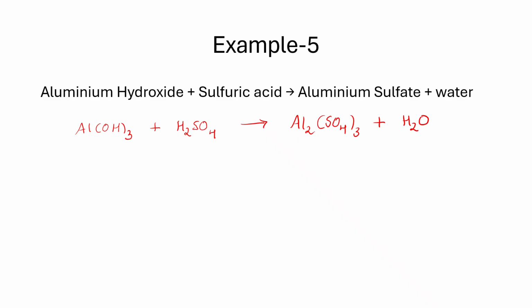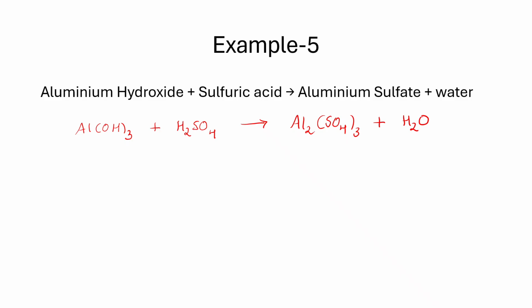Now, here is an important detail which makes this balancing a little different from all the other previous examples. You see here that a polyatomic ion, that is sulfate, is appearing on both sides. So when you see a polyatomic ion like sulfate appearing on both sides, you don't need to treat sulfur and oxygen in sulfate as different atoms. You need to treat sulfate as one entity. That's going to help you balance the equation more quickly.